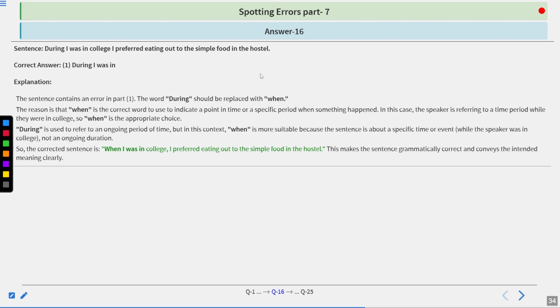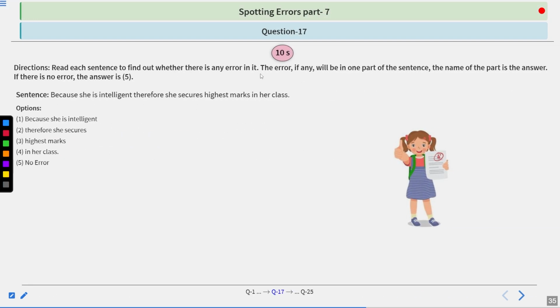Let's move to the next question. Because she is intelligent, therefore she secures highest marks in her class. Options are given below. You have 10 seconds to answer.